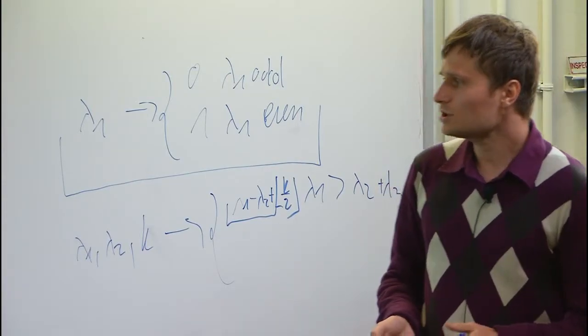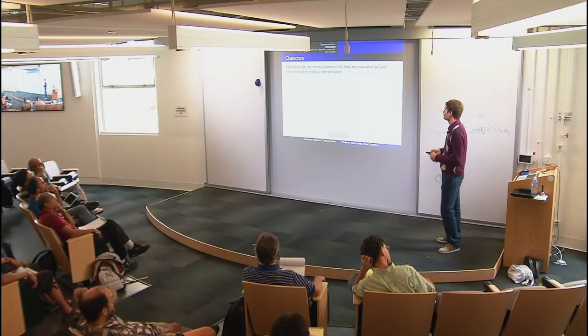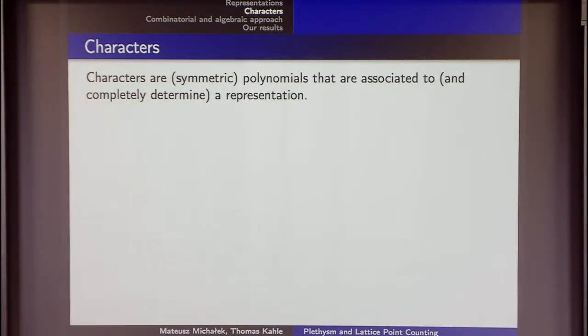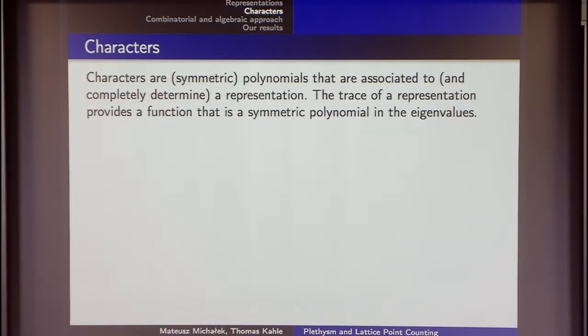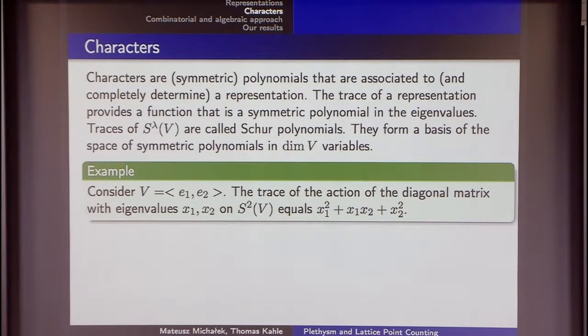Okay, so what would be the approach? The approach is as usual and as presented in a previous talk: through characters. So you probably didn't forget in 1 hour that characters are symmetric polynomials associated to representations, and that the trace of a representation is a symmetric polynomial in eigenvalues. And for irreducible representations, we've got super important functions called Schur polynomials that form a basis of the space of symmetric polynomials.